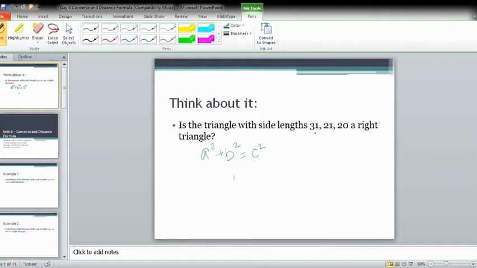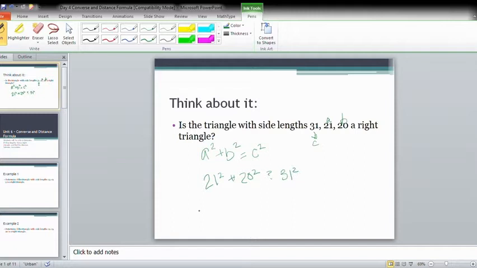Now, we've got to figure out which one's c. Obviously, the largest side has got to be c. And then we can make the other two a and b. Those are interchangeable, right? So now we're going to plug in what we know. A squared, 21 squared, plus b squared, so 20 squared. Does that equal c squared, which is going to be 31 squared?